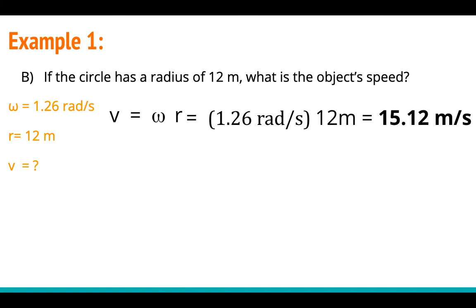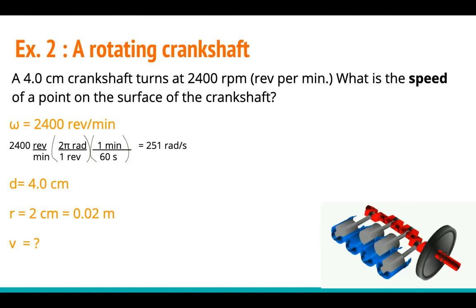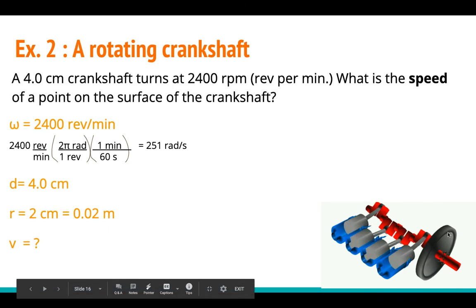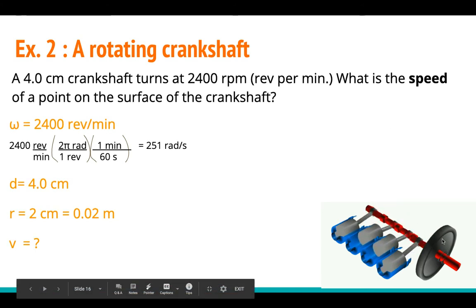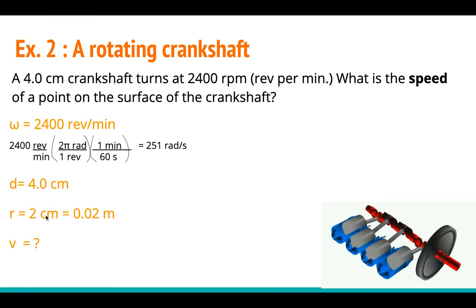Okay, let's try one more example. So example 2, we have a rotating crankshaft, which is located within an engine. This object right here is our crankshaft. It kind of looks like a disc rotating around an axis here. We're told that the length of the crankshaft is 4 centimeters. So that means that the diameter is 4. The radius would be half of that, 2 centimeters. We know that we use meters in physics, not centimeters. So we need to convert from centimeters to meters.